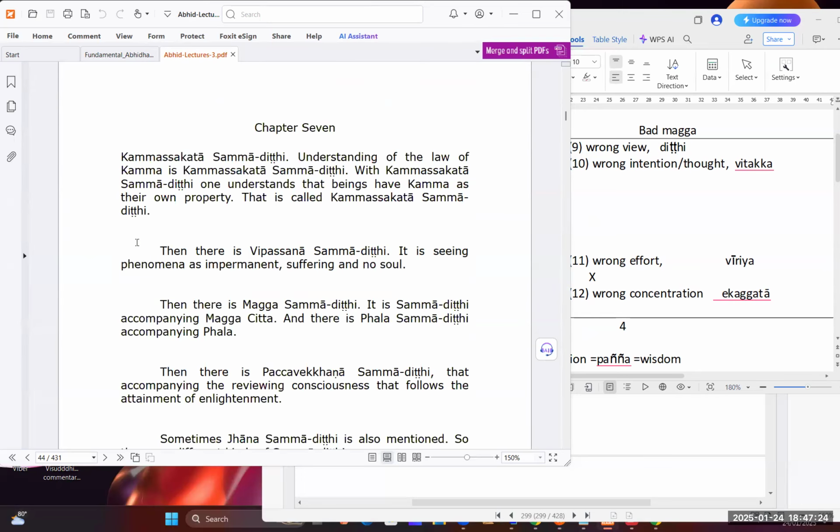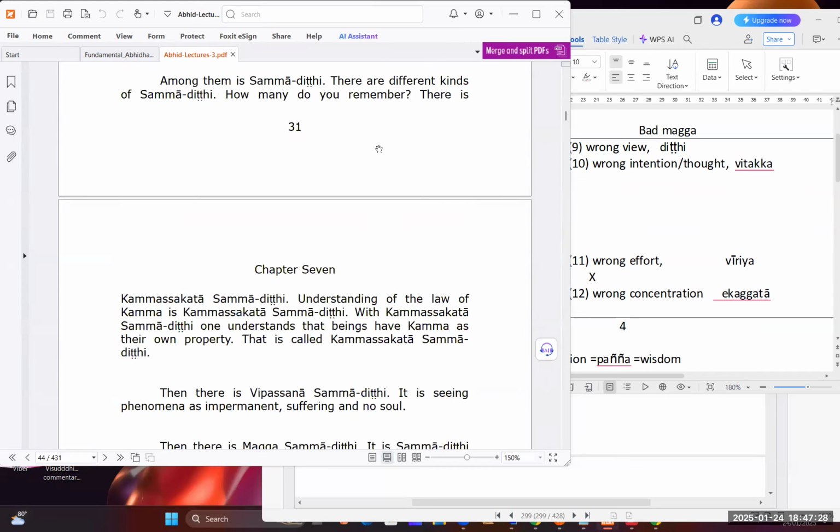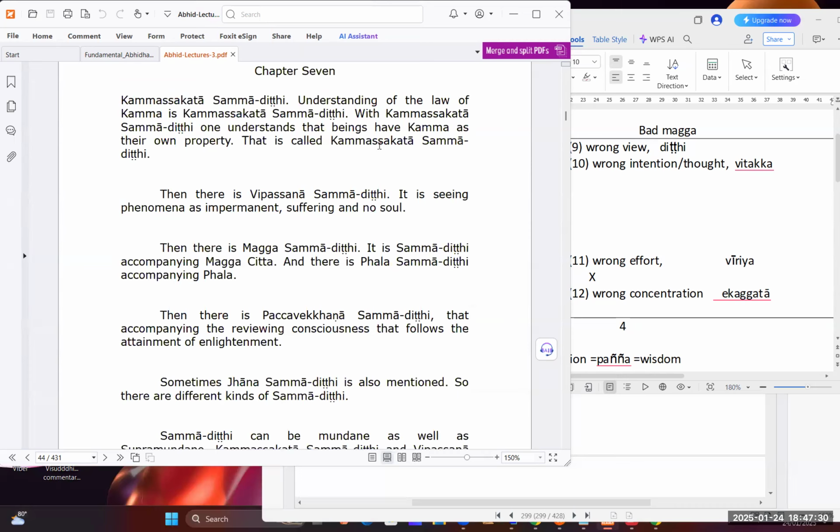Now, this part is interesting to read. What is the meaning of sama ditti? Somebody read. Brother King, can you join us? You can read this one.